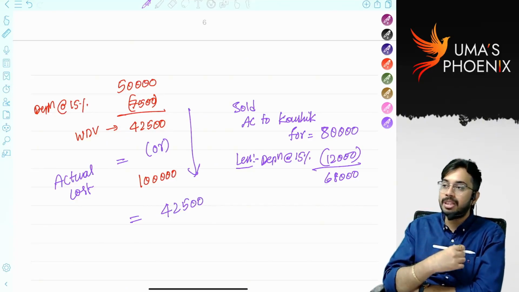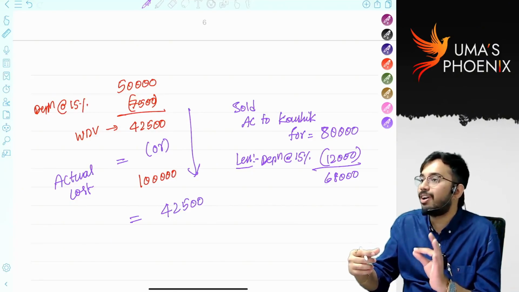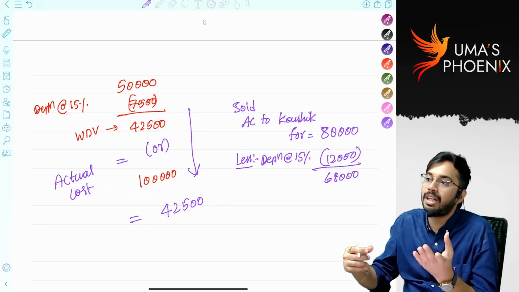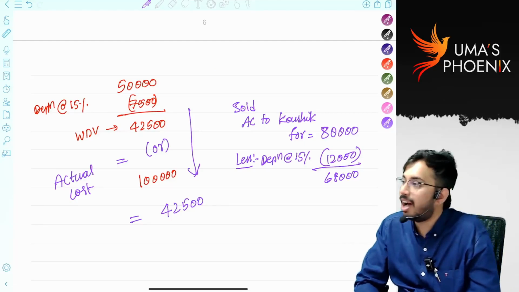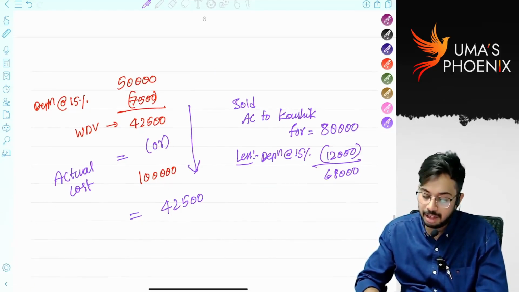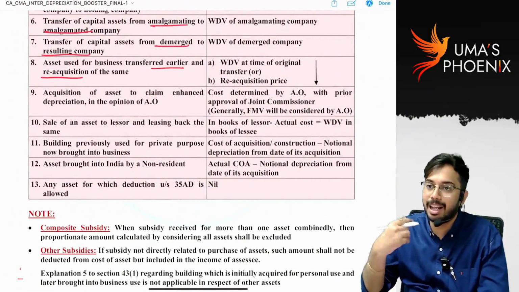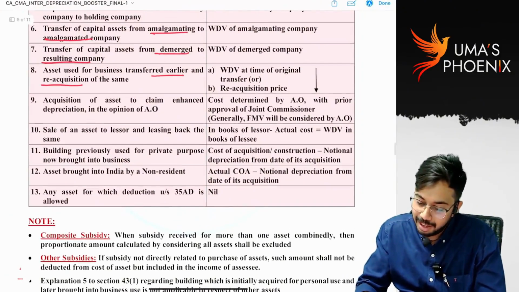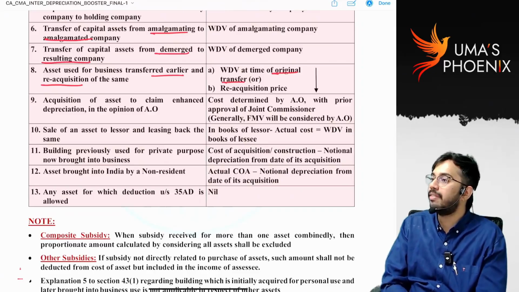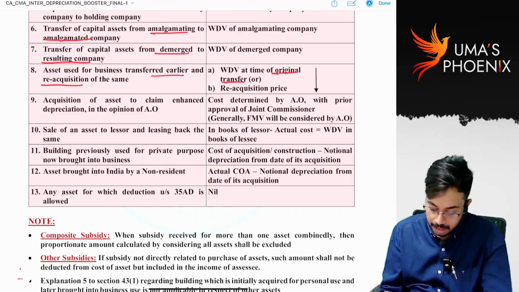So if an asset used by me and transferred earlier is reacquired by me, actual cost is equal to written down value on the first transfer or reacquisition price, whichever is lower. Are you able to understand the concept? Is it clear? Now I cannot claim additional depreciation. You can claim, but I cannot claim. Written down value at the time of original transfer or reacquisition price, whichever is lower. Did you understand with the example well? Shall I explain further?